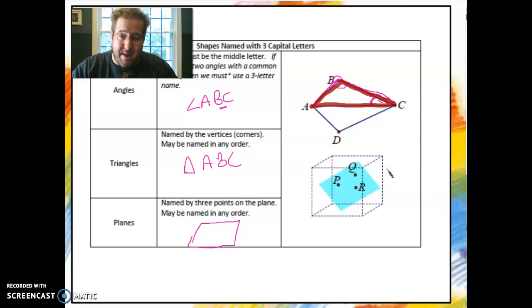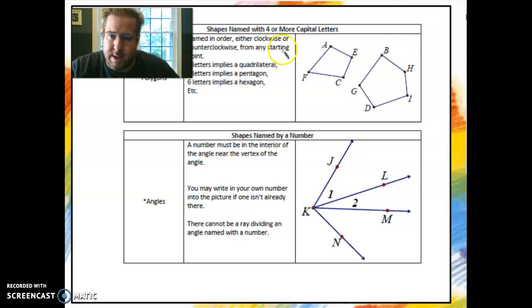Now, planes don't have any ends, so technically those sides aren't planes unless they extend in all directions. What you see here cutting through the center of this cube is this blue, what looks to be, that is the plane that we're talking about. So we have 3 points on that plane, P, Q, and R, that are slicing through that cube.